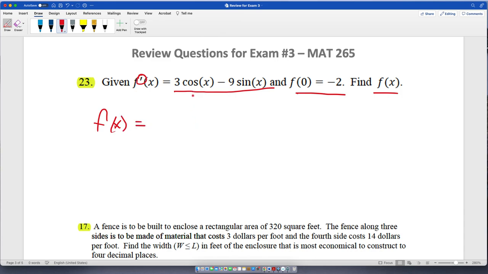Well, if I've got a cosine, how did I get a cosine? I must have taken the derivative of sine. Derivative of sine is cosine. So the 3 kind of just goes along for the ride. So this is just now 3 sine. That's its antiderivative. If I have negative sine, how did I get negative sine? Positive cosine. So a positive cosine gives us a negative sine. So I'm going to change this to a plus 9 cosine.